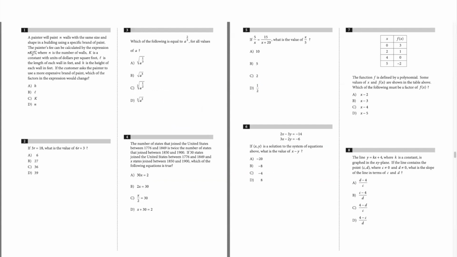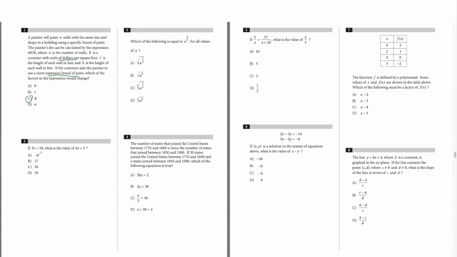Here we are given some variables like N, K, L, H, and the question says, if the customer asked the painter to use a more expensive brand, which of the factors in the expression would change? If you want a more expensive brand, you need to change the price. Which of the following is related to the price? N is a number, K is a constant with unit dollars. You see, K is dollars, so we need to change K.